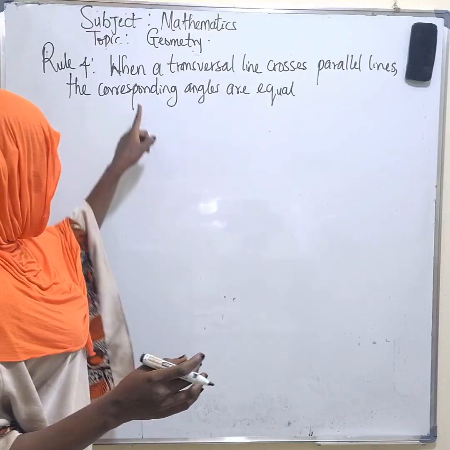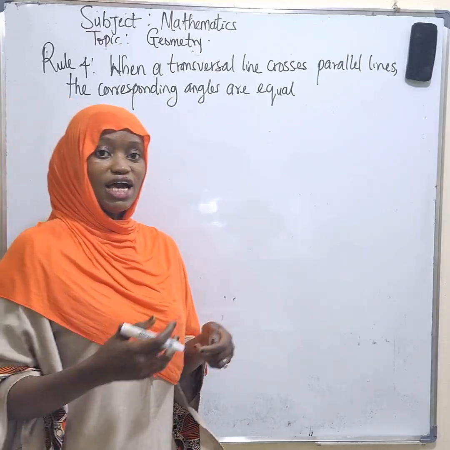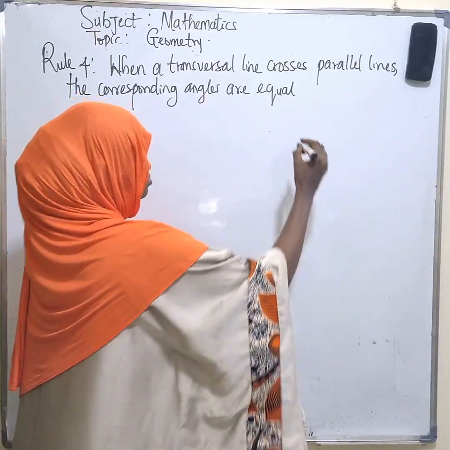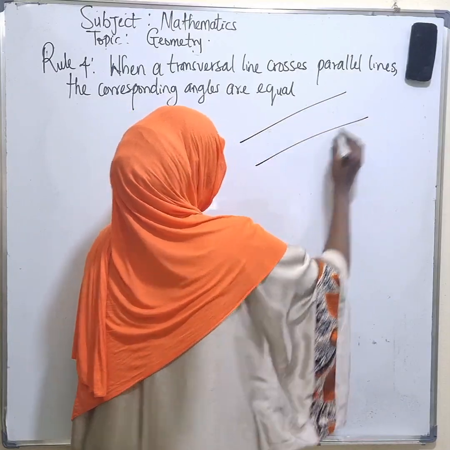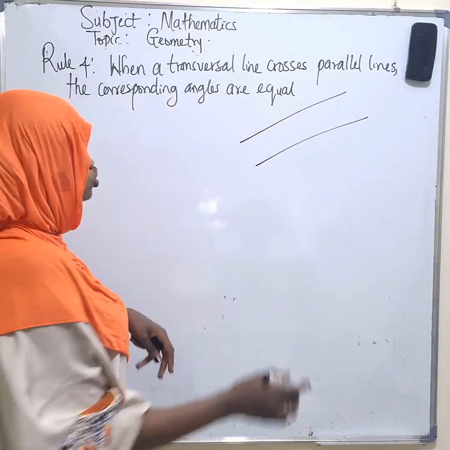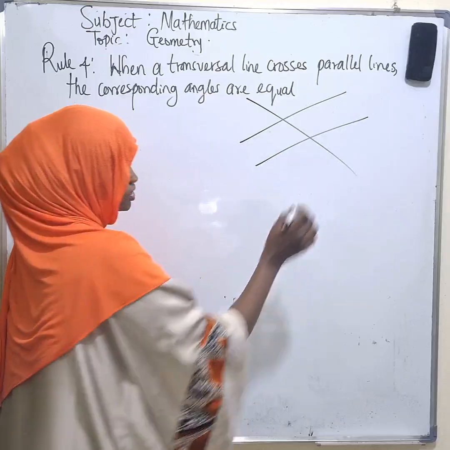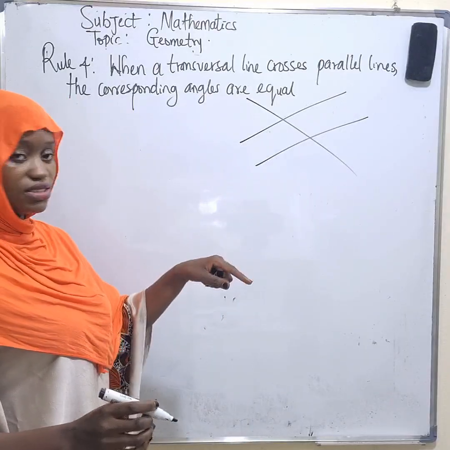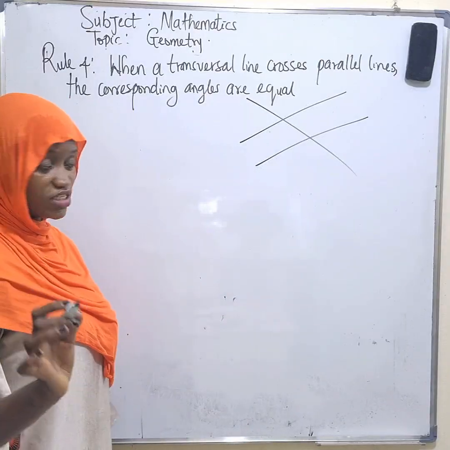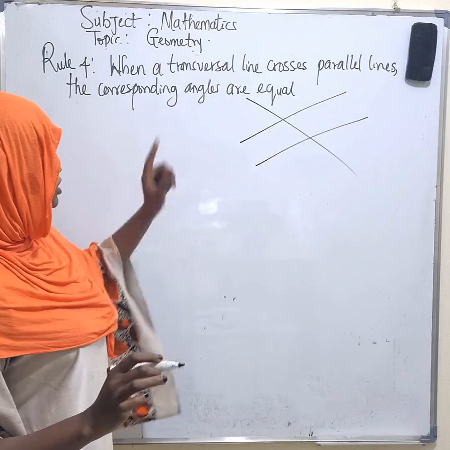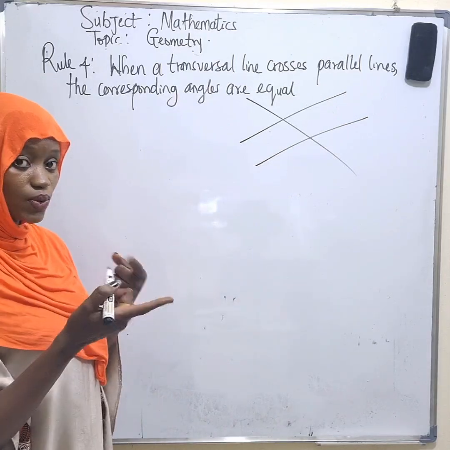Let's start with parallel lines. Parallel lines are straight lines that do not meet. Like this. Parallel lines are like this. They are straight and they do not meet. So once a line cuts these parallel lines, this line here is called a transversal. So when a transversal line crosses parallel lines, it says the corresponding angles are equal.